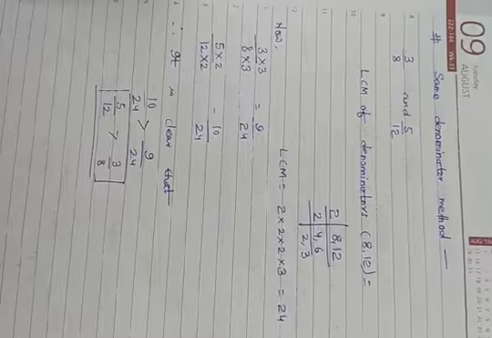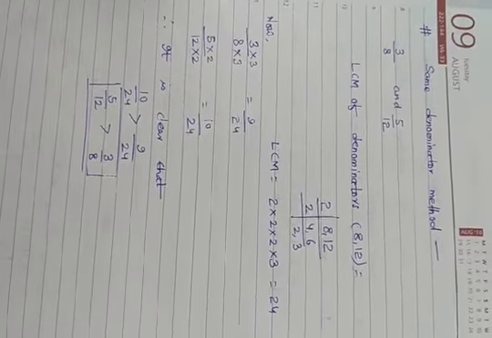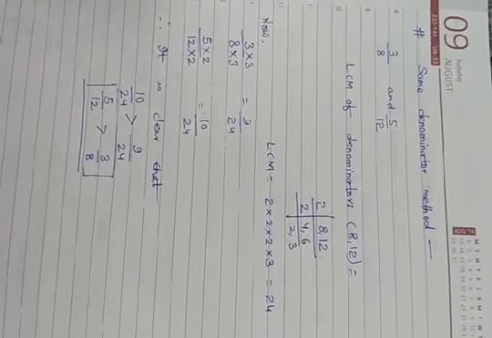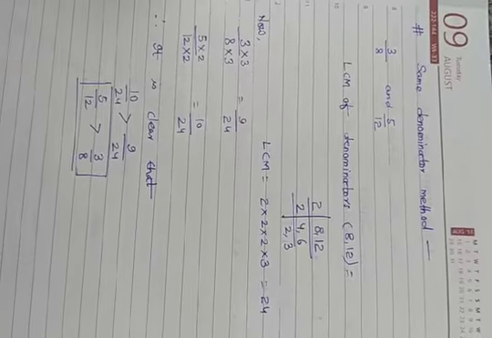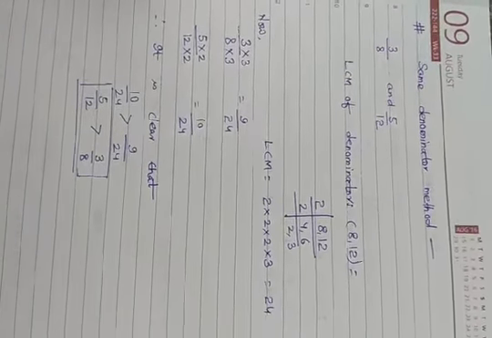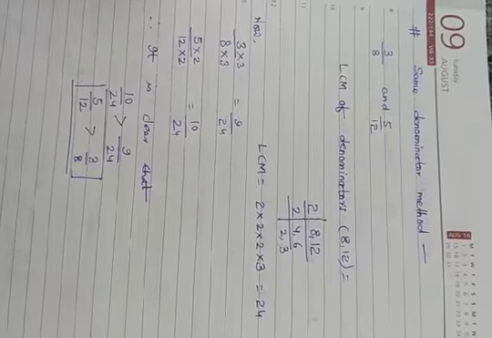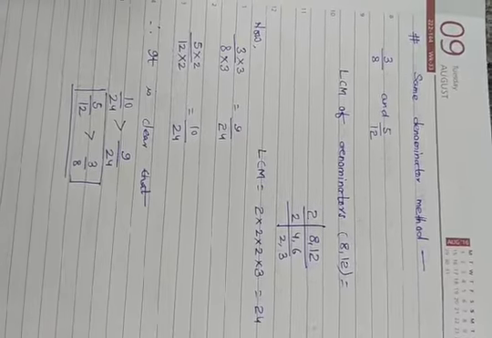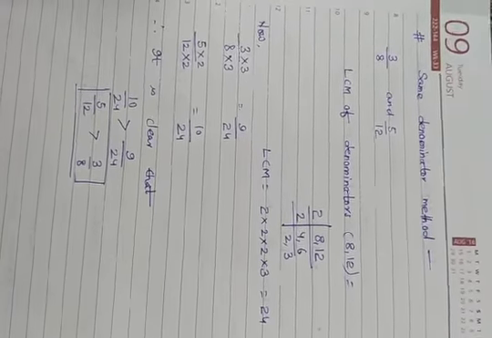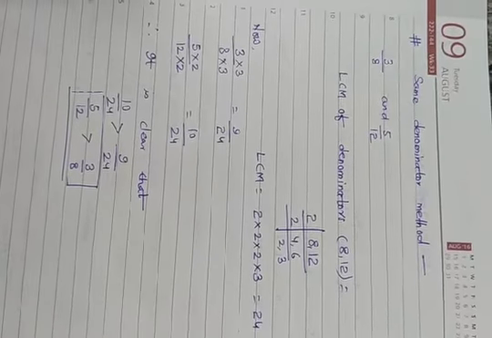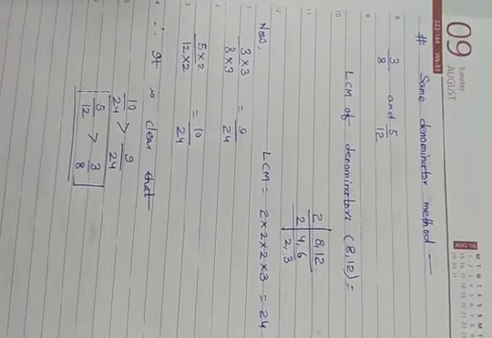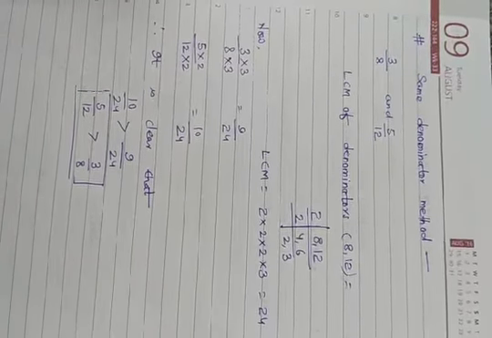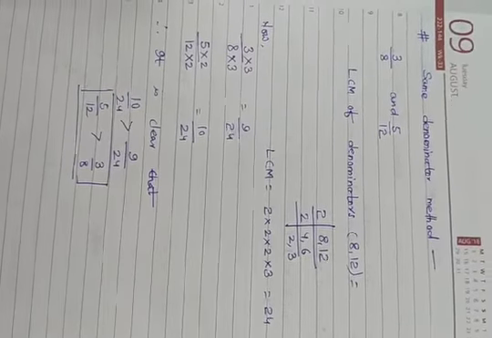I hope you know how to find the LCM of two numbers or more than two numbers. So the LCM is 24. The first fraction is 3 by 8. Now 8 is the denominator in the first fraction, and we have to make it equivalent with the LCM that we have got. So for 3 by 8, we are multiplying by 3. The equivalent fraction of 3 by 8 we get is 9 by 24.